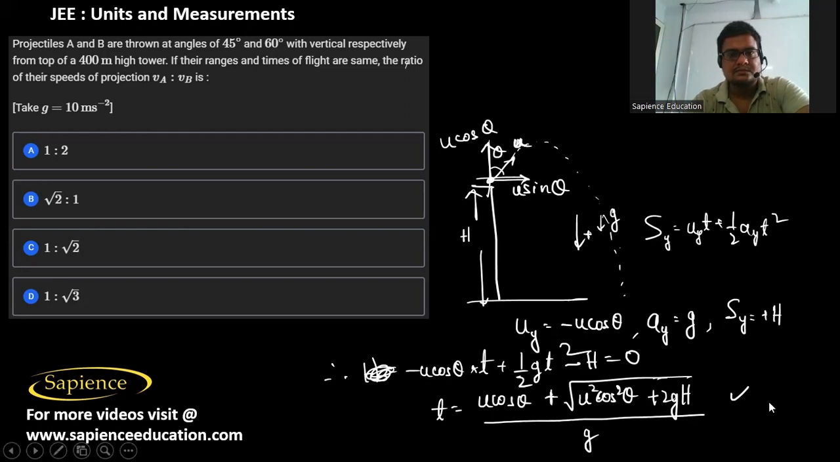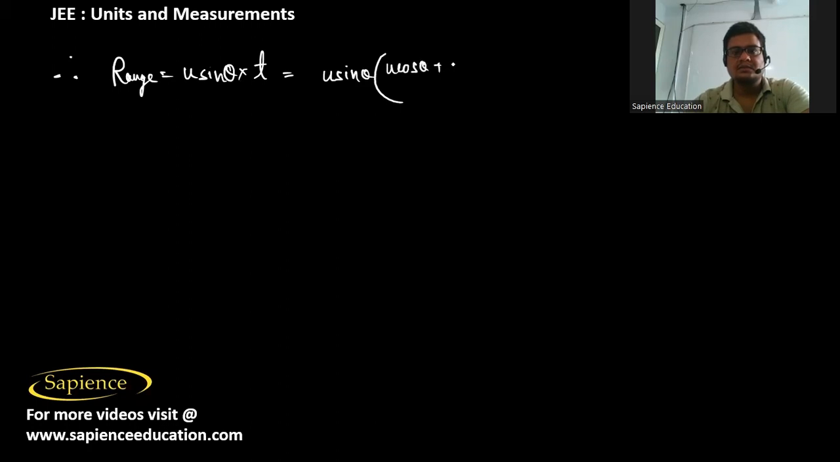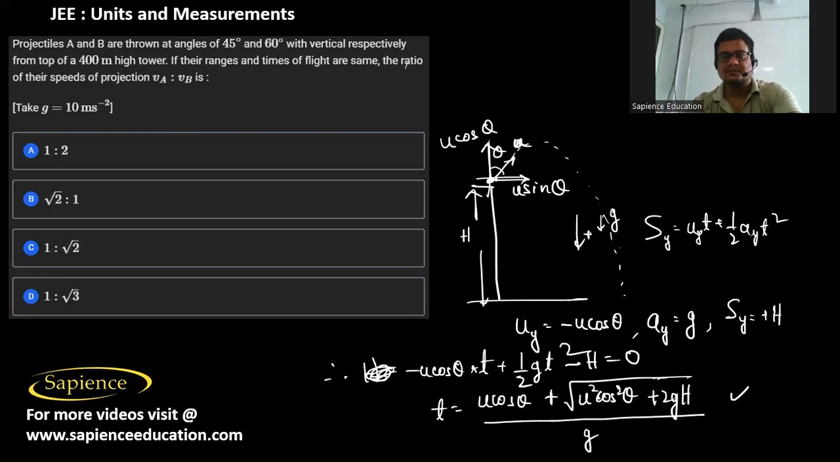Now the range will be u sin theta into t. So this is the time of flight. Therefore, the range will be equal to u sin theta into the time of flight. So that will be u sin theta into u cos theta plus square root of u square cos square theta plus 2gh, by g. So this is the range.